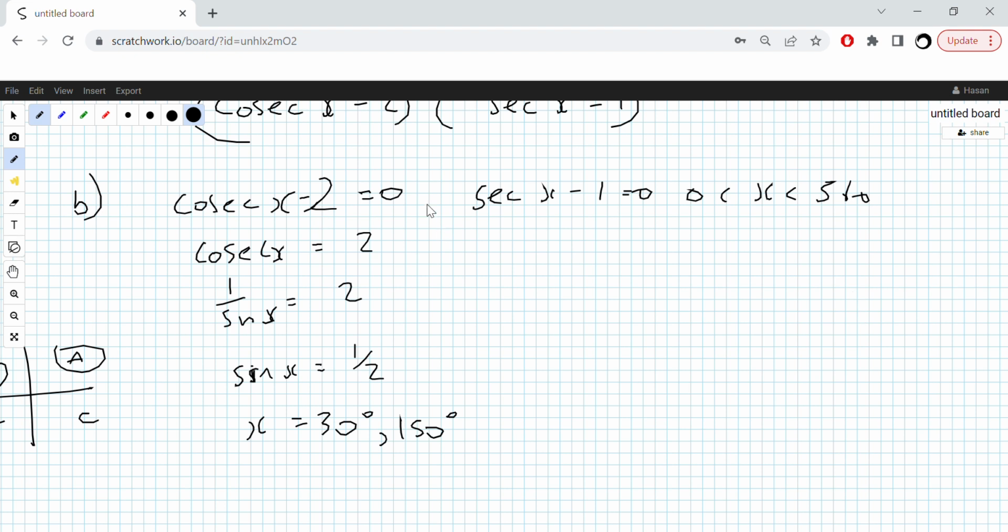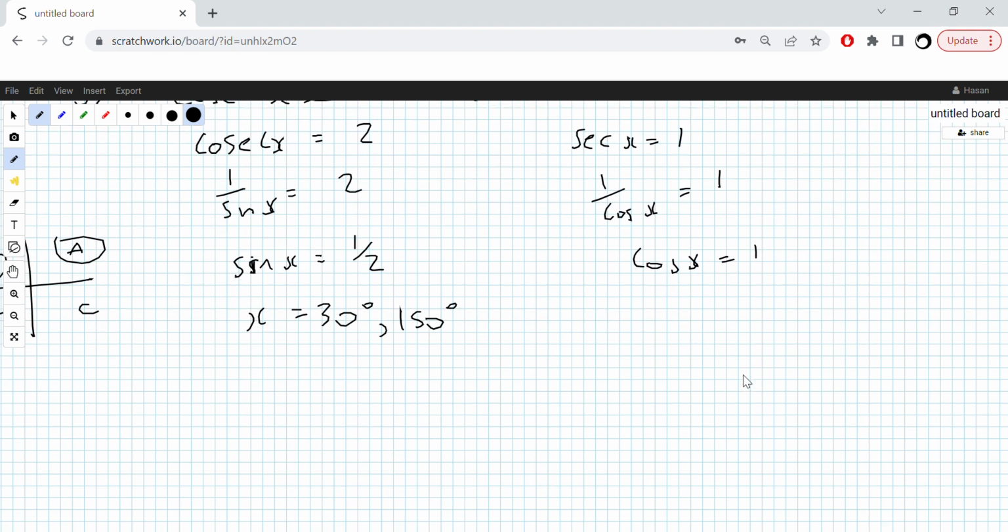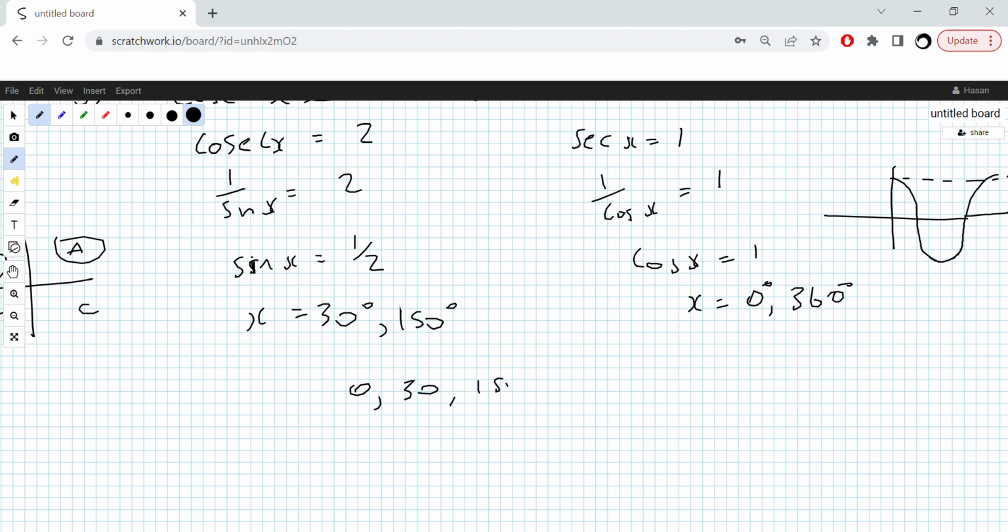Now we have this one, sec x equals to 1, which is the same as 1 over cos x equals to 1, which is the same as cos x equals to 1. For this we're going to have to remember our graph. Cos x equals to 1 at these points, at 0 and 360. So these are our answers: 0, 30, 150, 360.